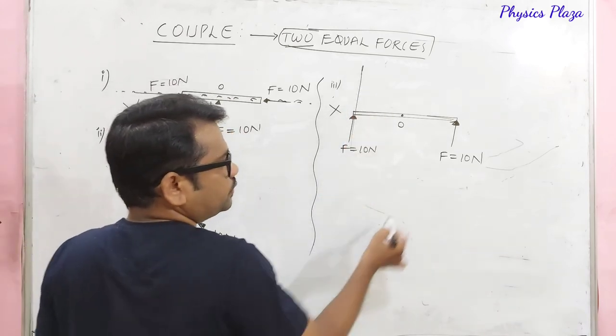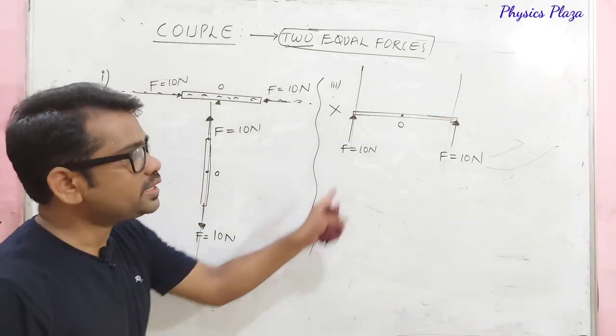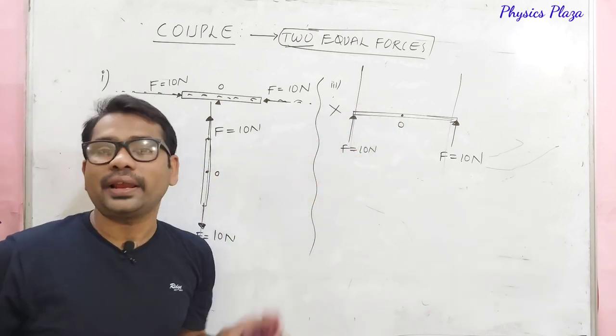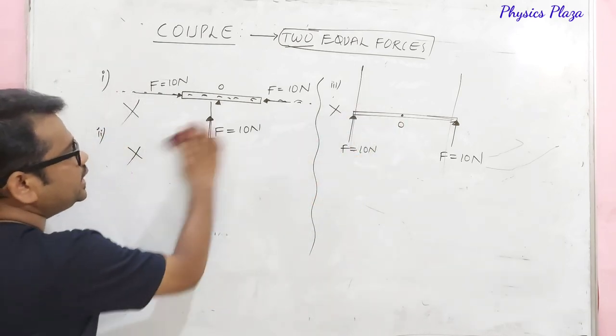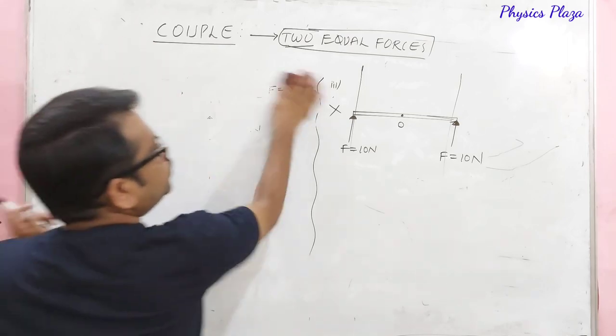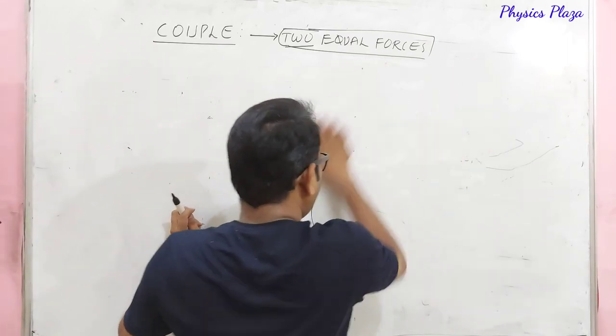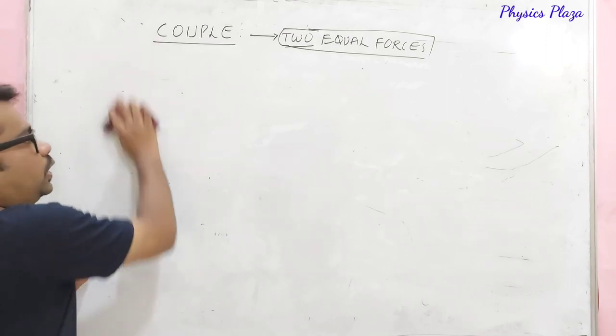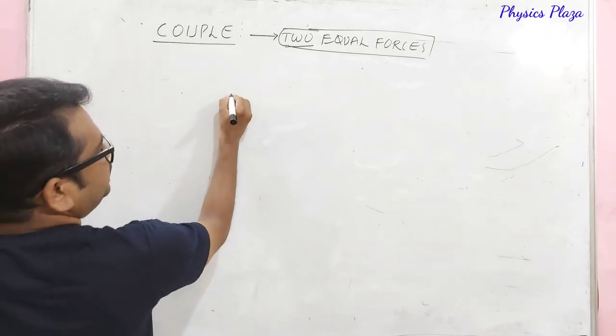Whereas here the line of action of the force is not the same, but the forces are in the same direction. So it should not be like that. Now let us see in which case two equal forces acting on a body are said to form a couple. Look here, dear children. It's very, very simple.